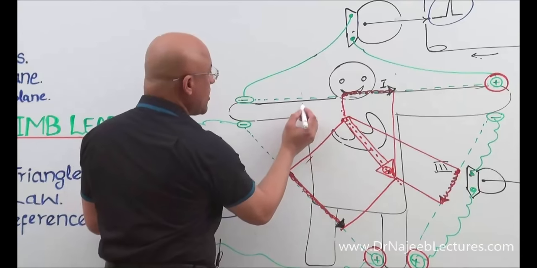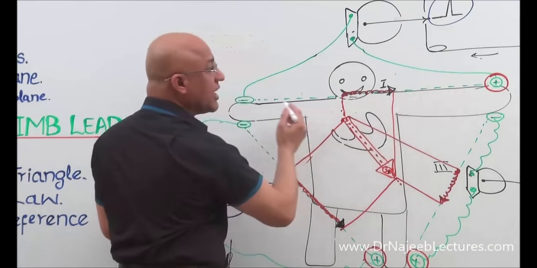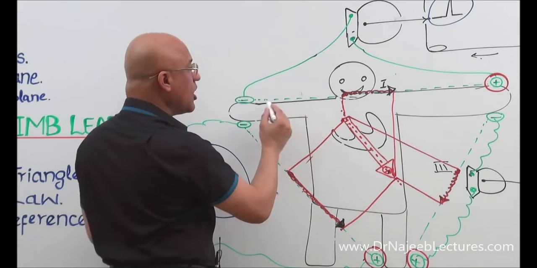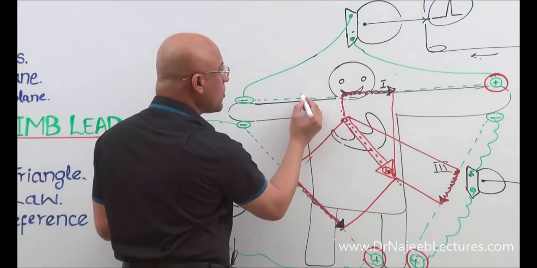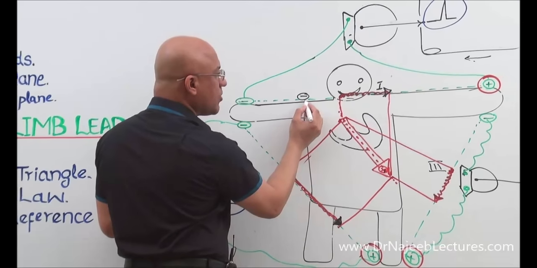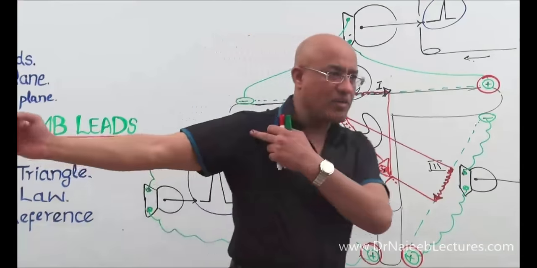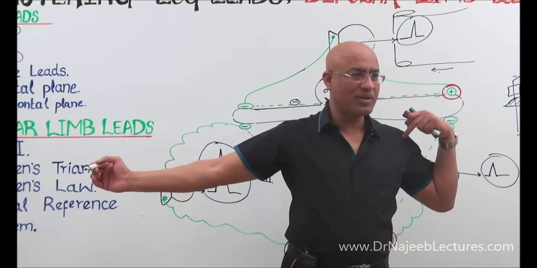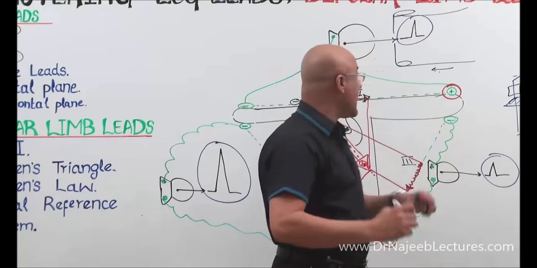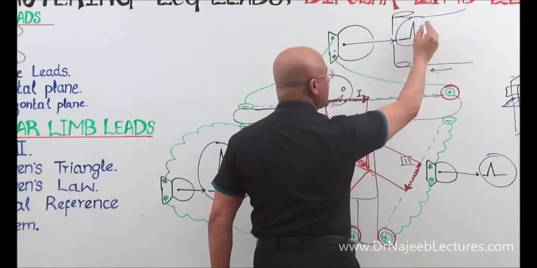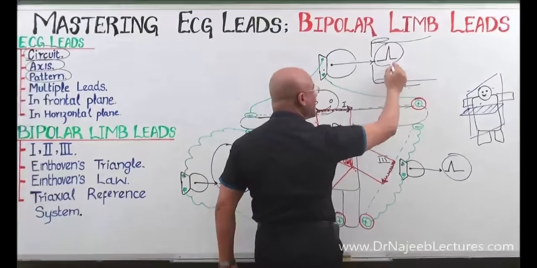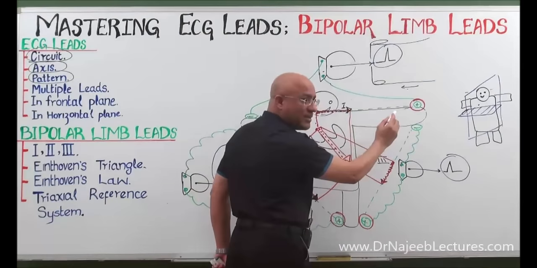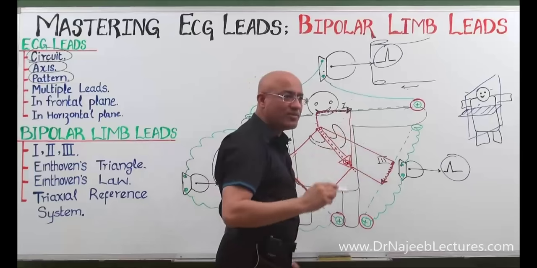So what is the axis of lead number 1? It is an imaginary line drawn from the reference point, the right arm or right shoulder, to the left shoulder. This is the axis of the lead. And this graphic presentation of the electrical activity of the heart, which is recorded by lead number 1, is called the pattern of the lead.